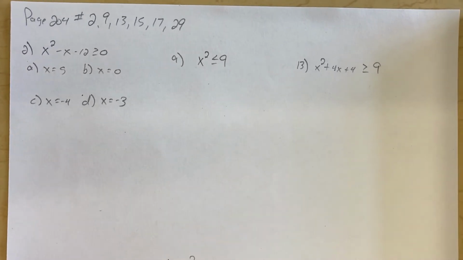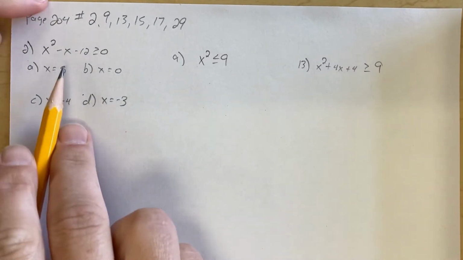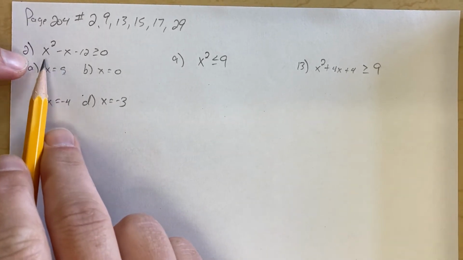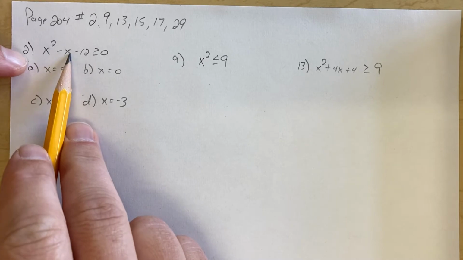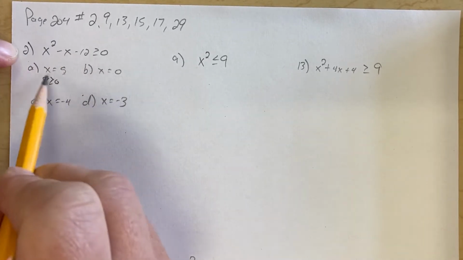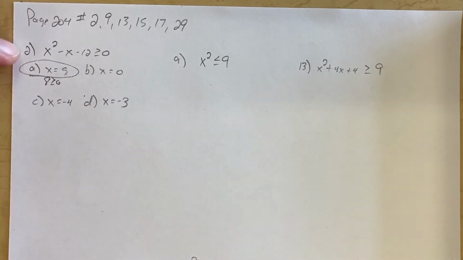All right, these are the answers to page 204. For the first one, they give us an inequality. They just want to know, do these numbers work or not? So you put 5 in, 25 minus 5 is 20, minus 12 is 8. Is 8 greater than or equal to 0? The answer is yes, so 5 works.